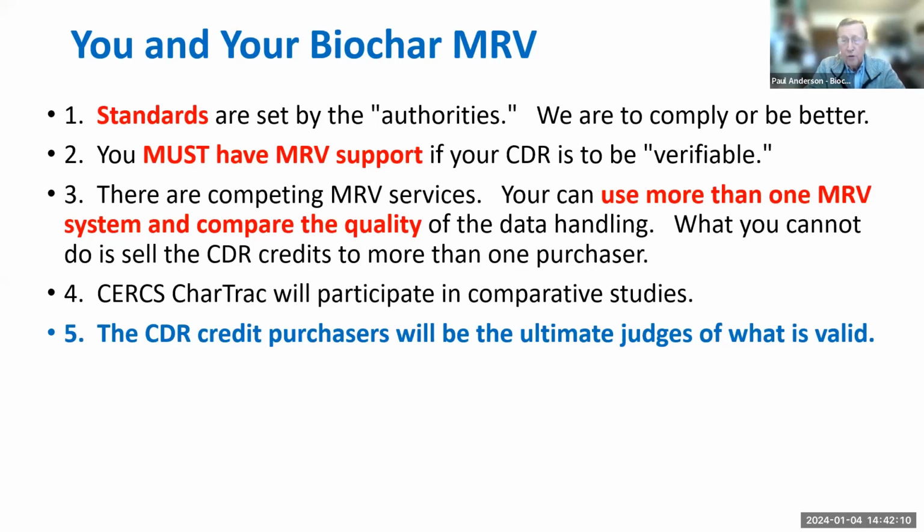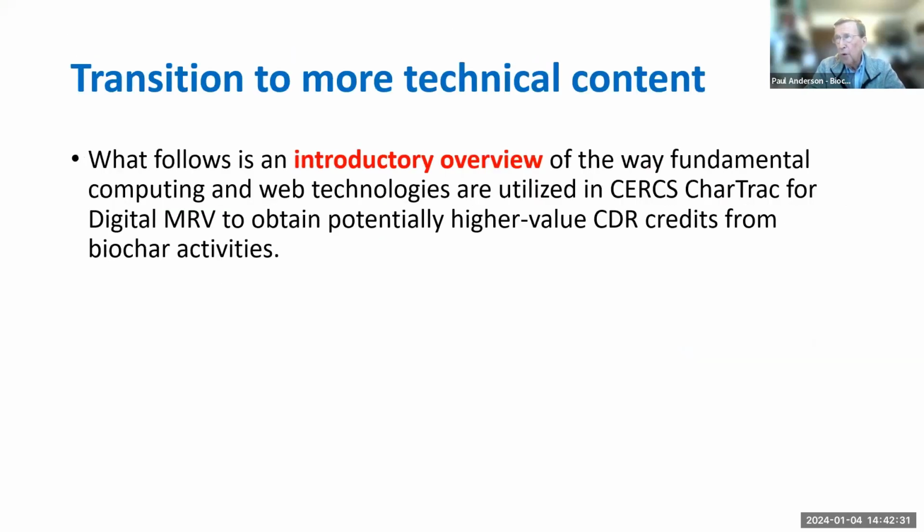But what you cannot do is sell it more than once. Anything can be documented and verified 2 or 3 or multiple different ways, but you can only sell it once. And the ultimate judges of this will be the CDR credit purchasers, who will determine what is valid or not valid. So this is the sort of race that's on in order to do this.